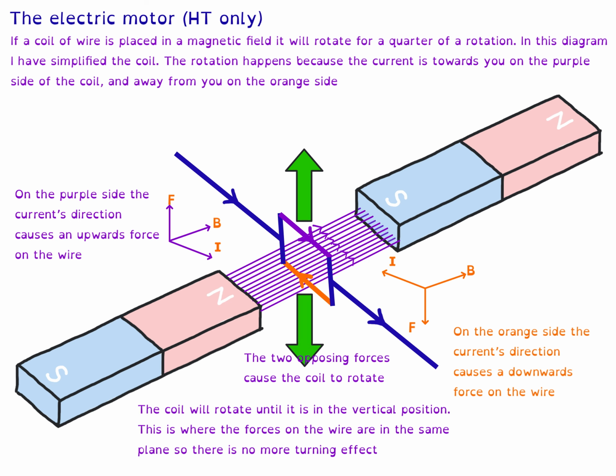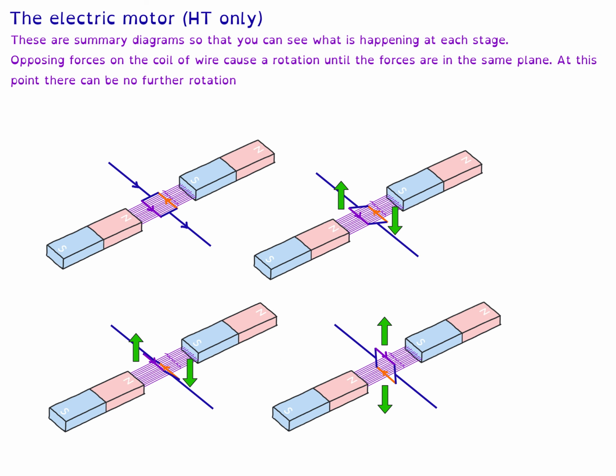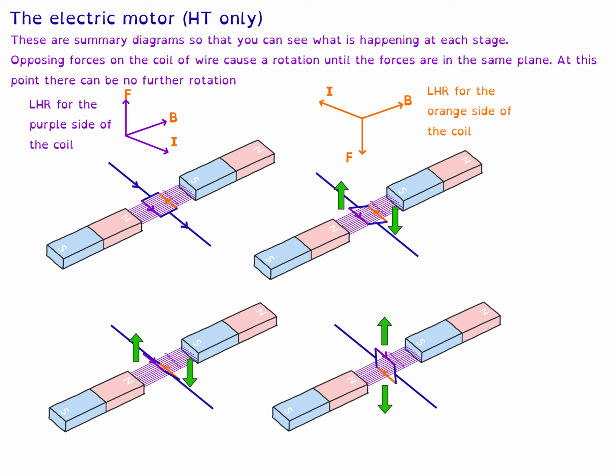The coil will rotate until it is in the vertical position. This is where the forces on the wire are in the same plane, so there is no more turning effect. These are summary diagrams so that you can see what is happening at each stage. Opposing forces on the coil of wire cause the rotation until the forces are in the same plane. At this point, there can be no further rotation.